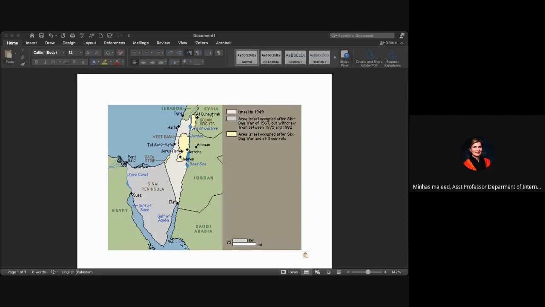The gray areas included the Sinai Peninsula that came under Israeli control after the Six-Day War in 1967, but it withdrew from some of the areas between 1975 and 1982.